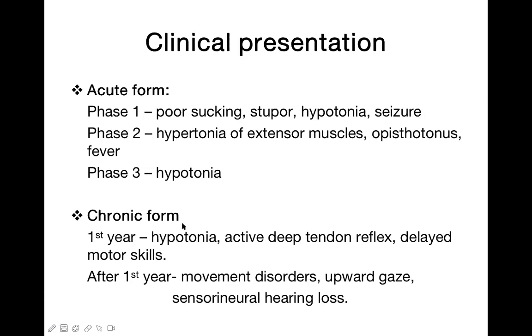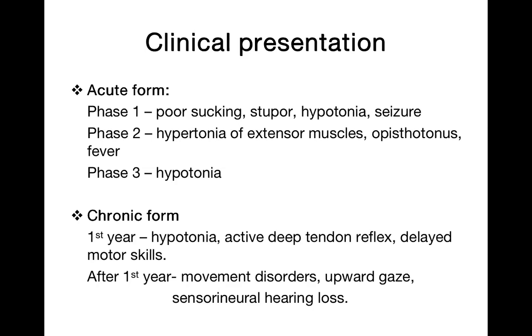Now, the chronic form, if that baby survives and becomes a bit older child. During the first year, hypotonic features would be there, but if we examine the deep tendon reflexes, they are exaggerated or active, and this baby will have delayed motor skills or delayed developmental milestones. This is the early picture of kernicterus. And after the first year of life, there may be movement disorders, different types of involuntary movement. The baby may have an upward gaze or abnormality in the gaze, and even hearing loss, that is sensorineural hearing loss.